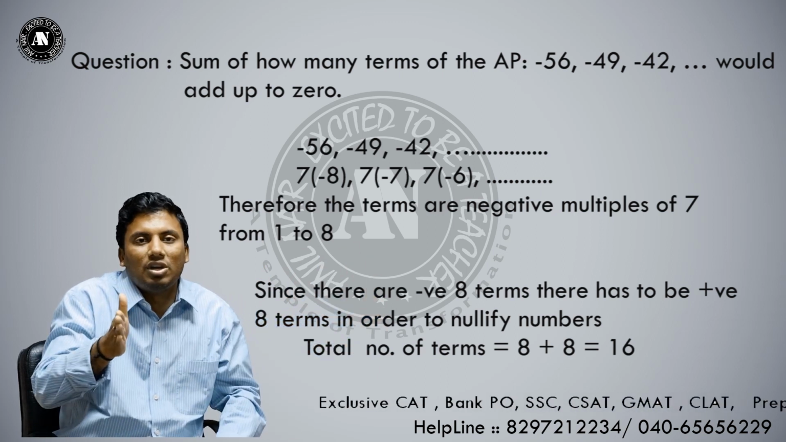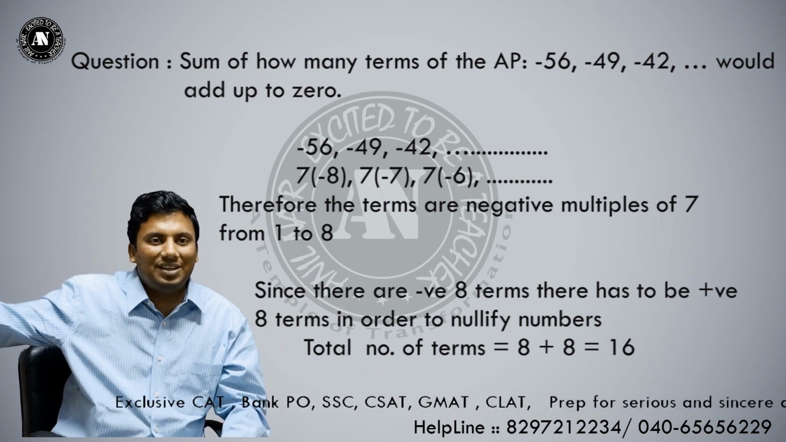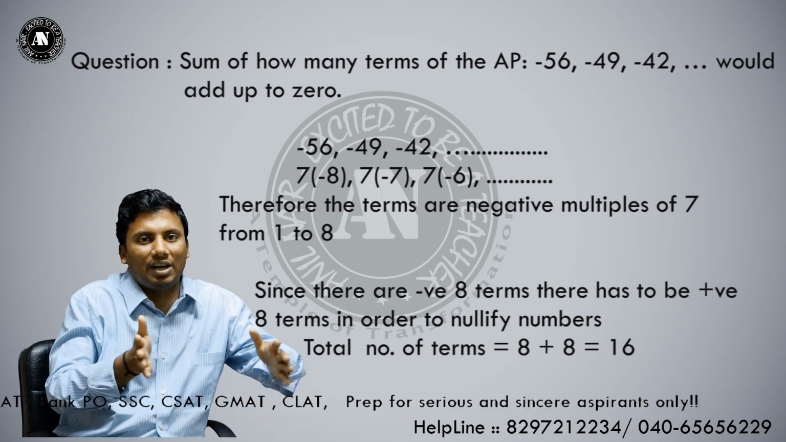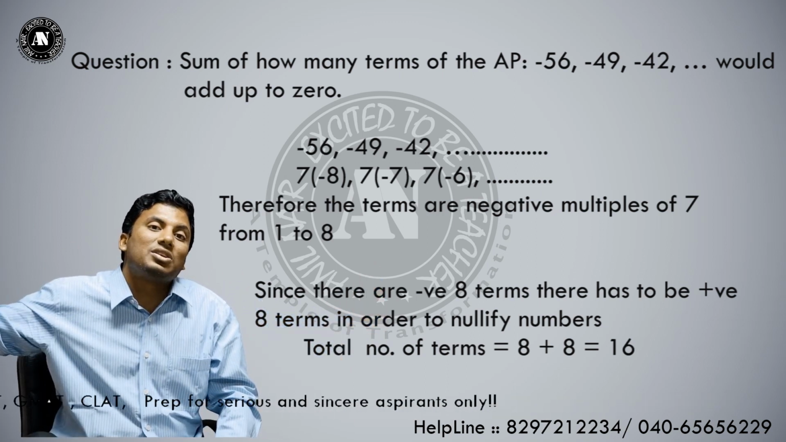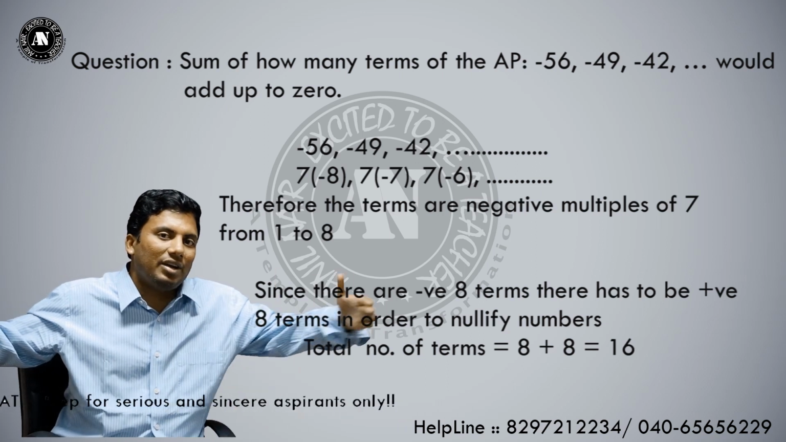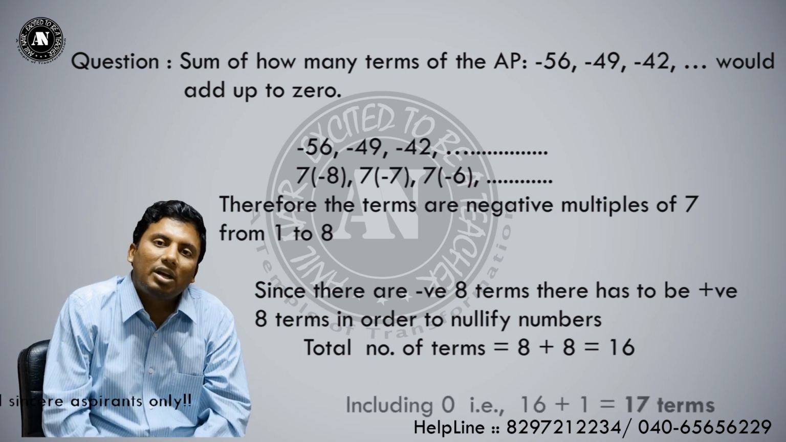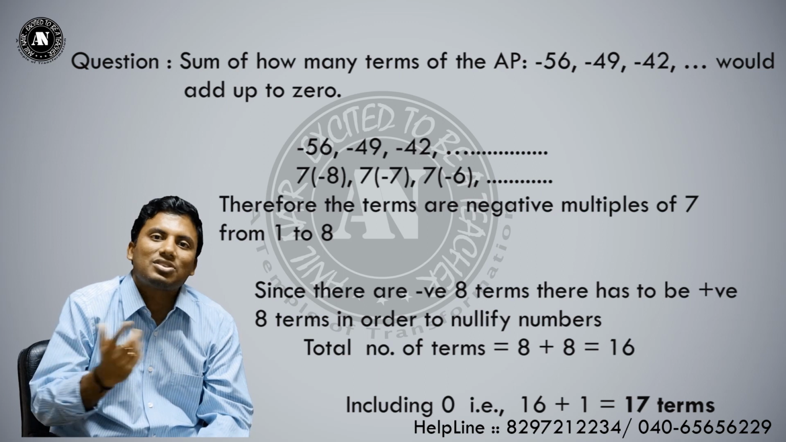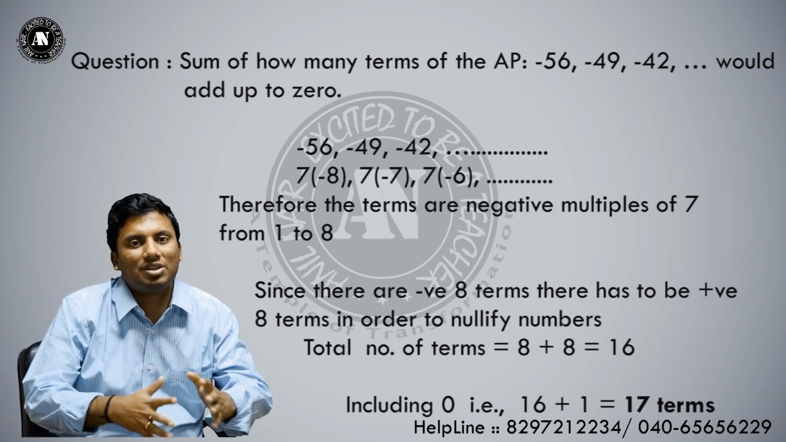Then comes 0. To get the sum 0, minus 56 should be nullified by plus 56. Minus 49 should be nullified by plus 49. So there are negative 8 terms, there should also be positive 8 terms. So negative 8 terms, positive 8 terms, including 0. Total how many terms are there? 17 terms are there. 17 terms, sum will be 0. We have not used any formula to solve the question.